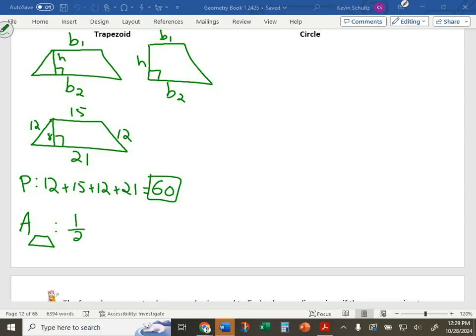It is two half triangles, times the sum of the bases, not the product. So B1 plus B2 times the height. So it's very similar to that of a triangle. Mario was heading down that path. Chase got it, except he said base 1 times base 2. Sorry, Chase. But it is plus.